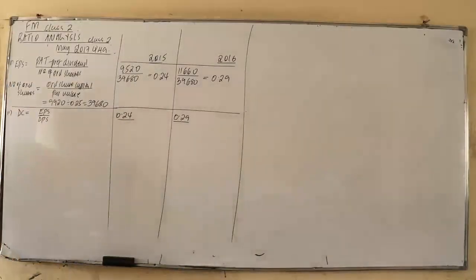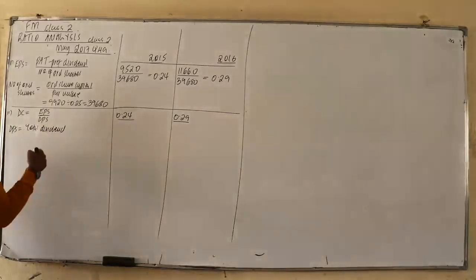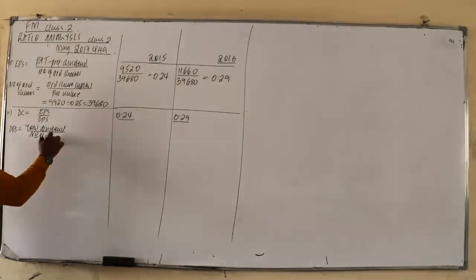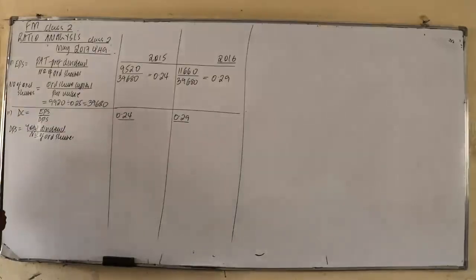In this case, you're not given the dividend per share, but you can compute it. So how do we get the dividend per share? To get the dividend per share, you take the total dividend declared and paid, then you divide by the number of ordinary shares. That's how you get the dividend per share. So we have it for 2015, and we also need to compute for 2016. So you're given the dividends.